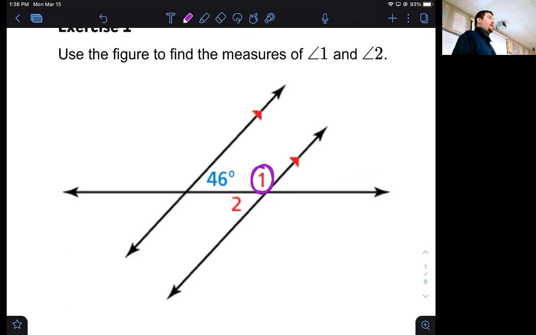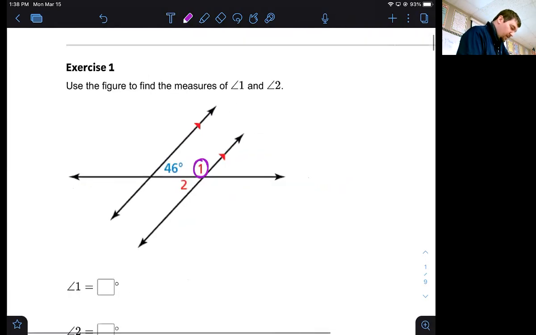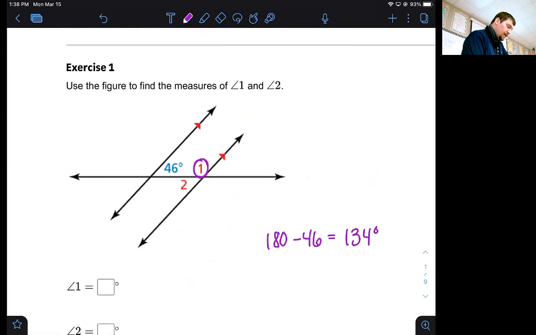There's only 2 different angle measures. All of them are going to be 46, or they're all going to be what? 134. 180 minus 46 is what? Okay, so they want you to find the missing measures. That's our indication that we need to label with a degree symbol. So angle 1 is 134 degrees.